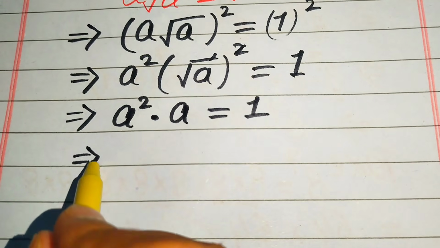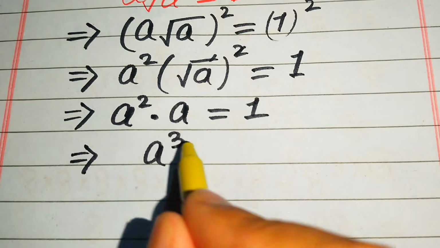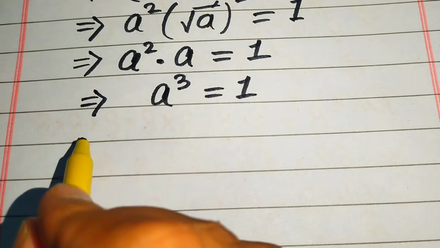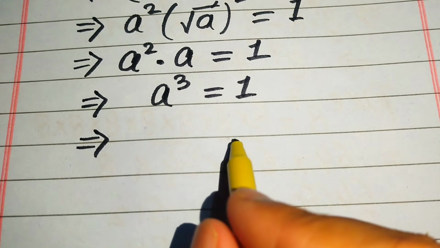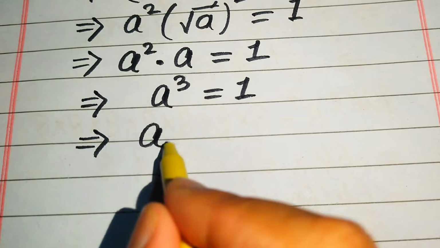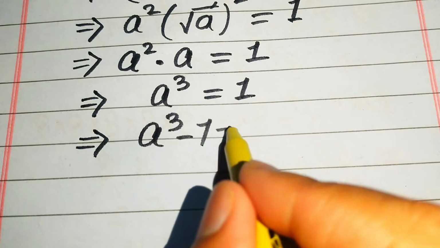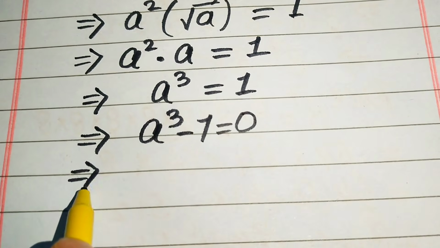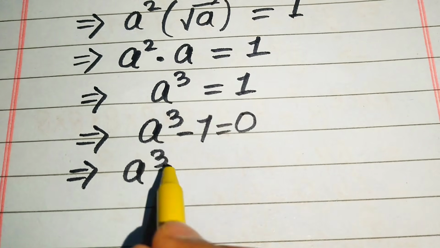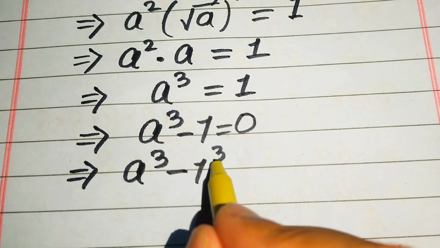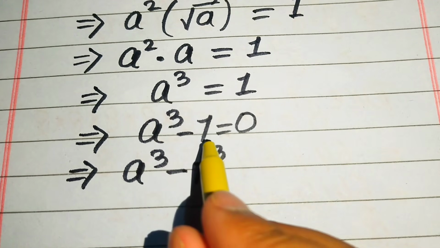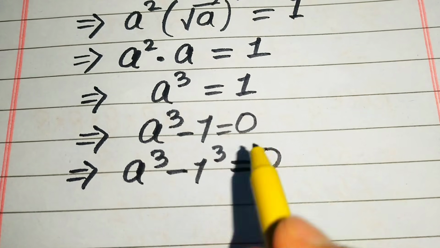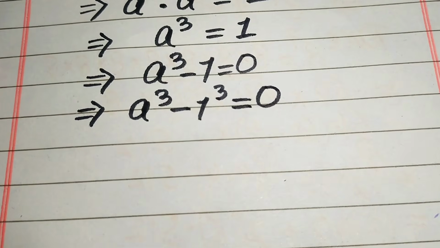Now here, a squared multiplied by a becomes a cubed, which is equal to 1. Further, in the next step we move the term 1 from the right-hand side to the left-hand side, and we get a cubed minus 1 is equal to 0. Now we rewrite this equation as a cubed minus 1 cubed, because we know that 1 cubed is equal to 1, and this whole equation is equal to 0.